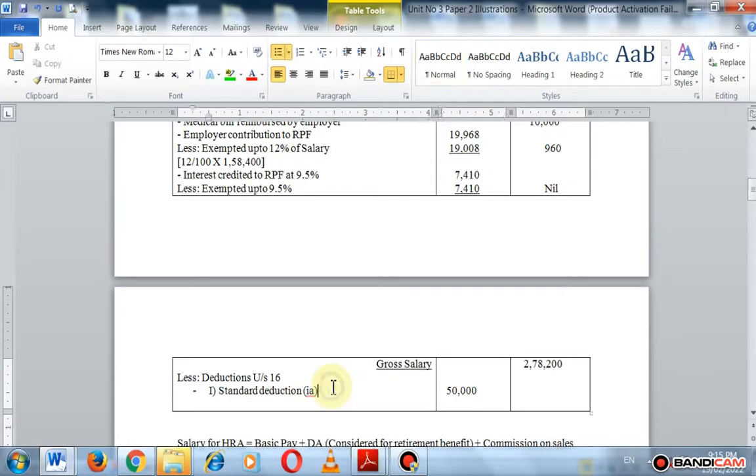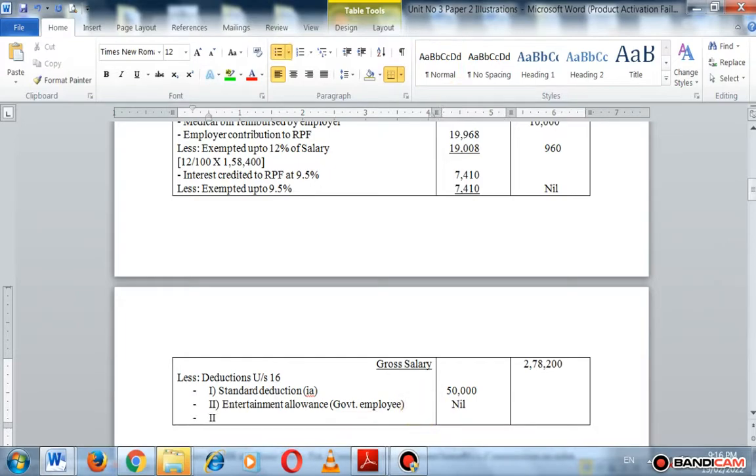Then next, second, entertainment allowance, only for a government employee. Here Chandan is not a government employee, so he can't claim the deduction under section 16, so nil.